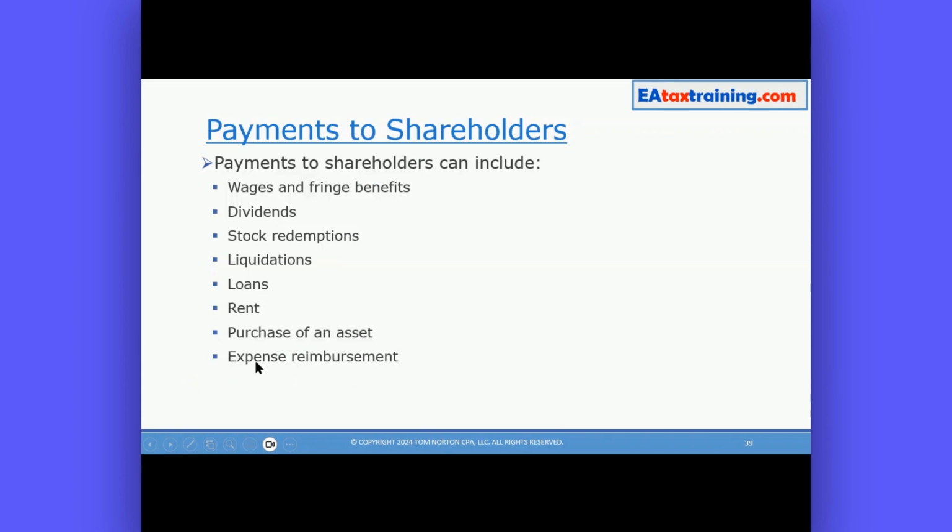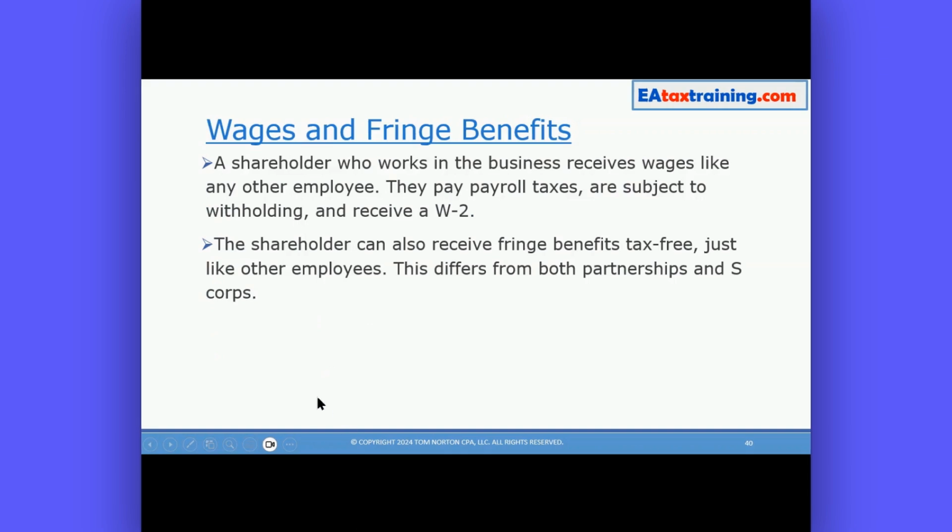There's no tax effect of that. So we're not going to talk about that. But we will talk about each of these others in a little bit more detail. So first of all, wages and fringe benefits. A shareholder who works in the business receives wages just like any other employee. So they pay payroll taxes, they're subject to withholding, they get a W-2, etc.